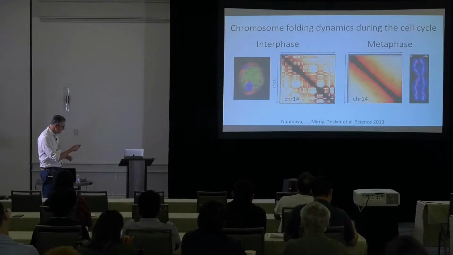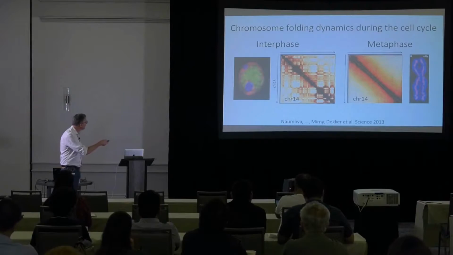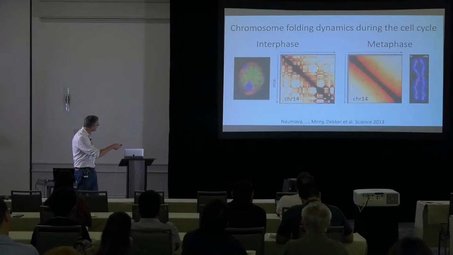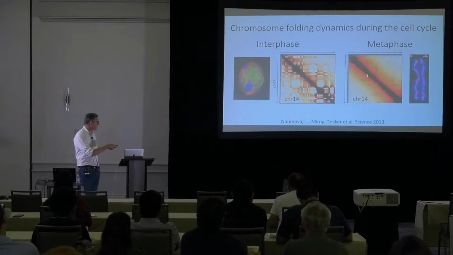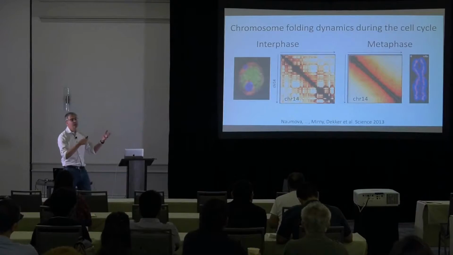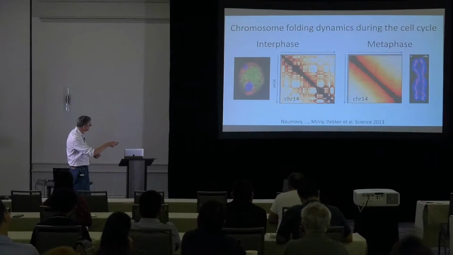So here is some early work we did, again, with Leonid Mirny, where in interphase we have this beautiful checkerboard pattern which represents compartmentalization. Along the diagonal we have loops and cohesin-driven extrusion features. In metaphase, all these structures disappear, and you have this rather dull-looking Hi-C contact map. So this gives us an opportunity to follow, in real time, how cells perform this act of converting this interphase structure into a metaphase structure and back.